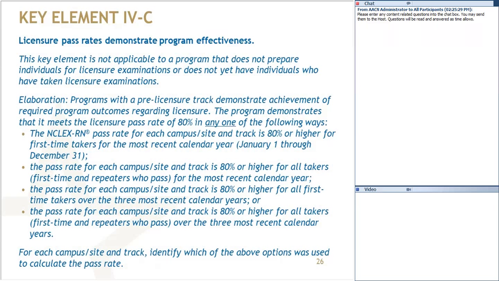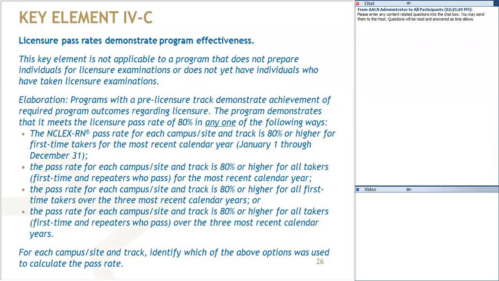We've got some options here for how the expected level of achievement, which is 80%, can be met. But before I talk about those options, let me clarify for this key element, pass rate data must be provided separately for each campus site and track. In Deborah's slide, where she talked about completion rates, we were looking at overall program completion rates. For key element 4C, pass rate data must be provided separately for each campus site and track. Different campus sites or tracks within a baccalaureate program cannot be combined when recording licensure pass rate data.